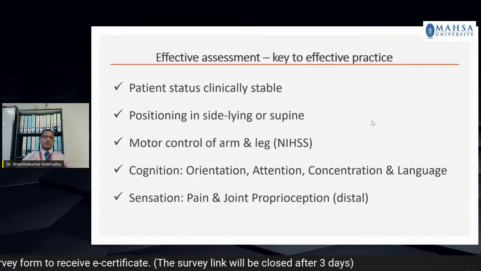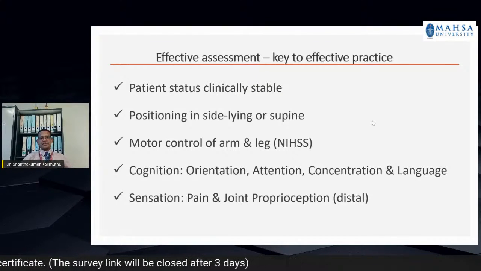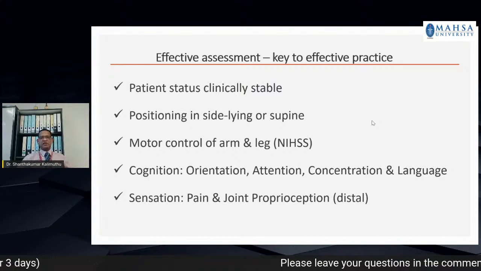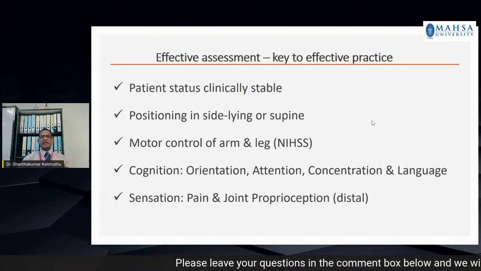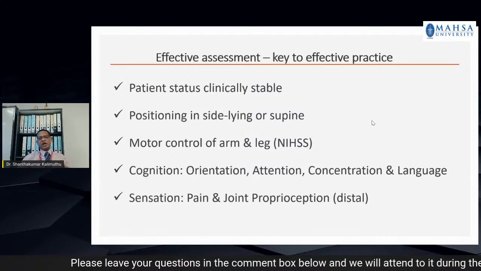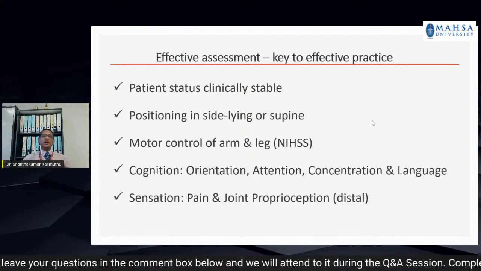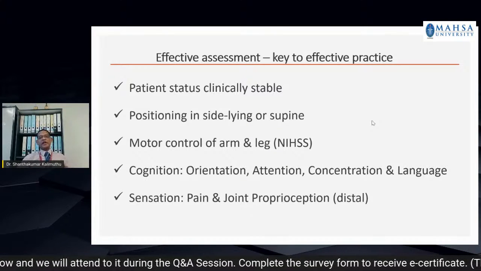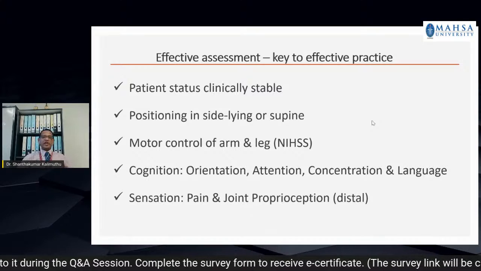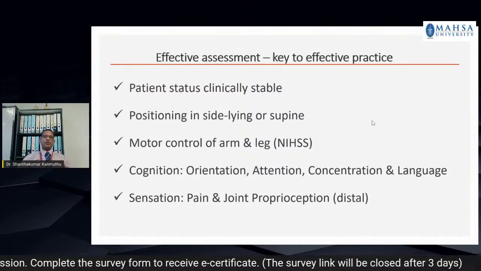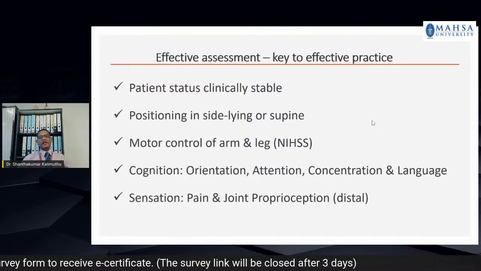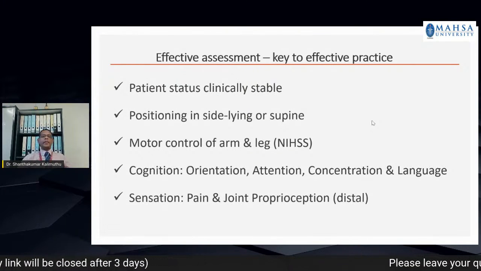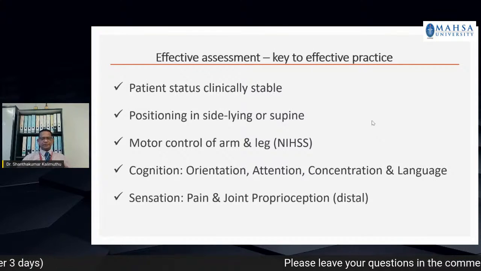The first step a therapist should do is positioning the patient side lying with adequate pillows, or supine. There are studies that support side lying as a good position that can be given to a stroke patient in early rehab. And evaluate the motor control of arm and leg. We can use the National Institutes of Health Stroke Scale to evaluate voluntary control of arm and leg inside the intensive care unit or neurology ICU. Evaluate the cognition.